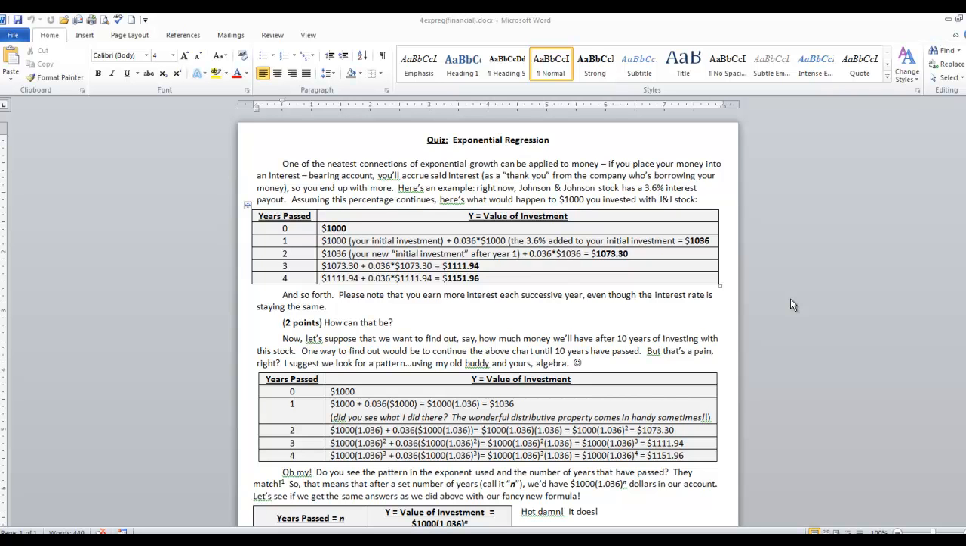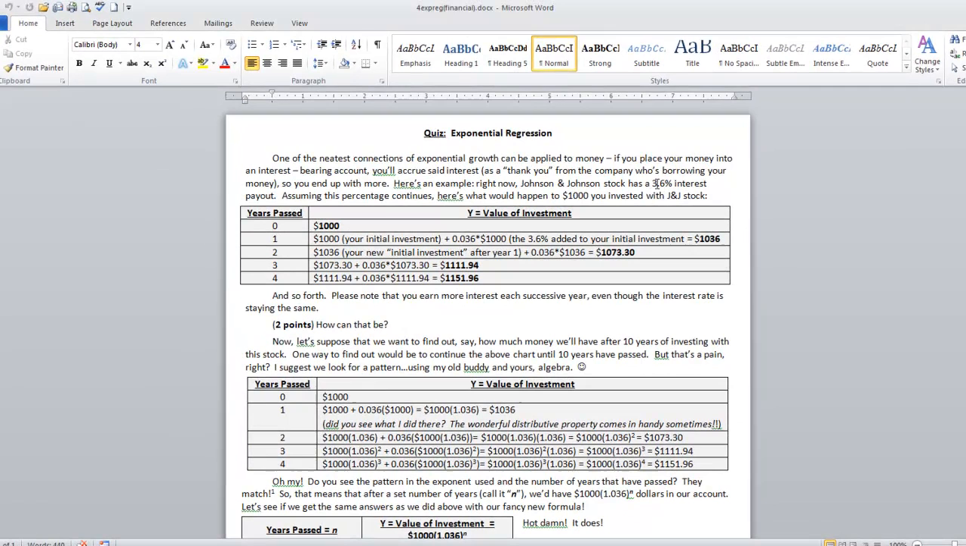Hey everybody! The purpose of this video is to get you some solutions to the exponential regression quiz on financial investments. Looks like we're doing a Johnson & Johnson stock investment of $1,000. I just happened to look at this at a certain point in time, and they were earning 3.6% interest in Johnson & Johnson stock. So that's good. So you stick $1,000 in the first year.